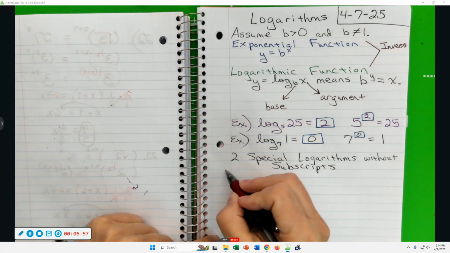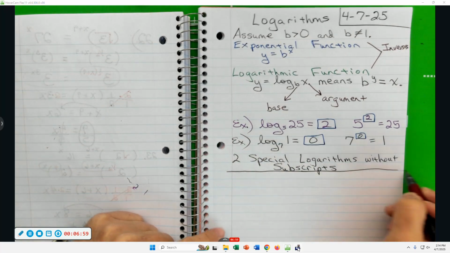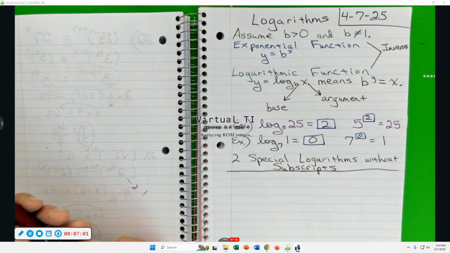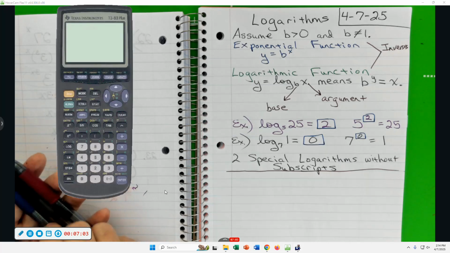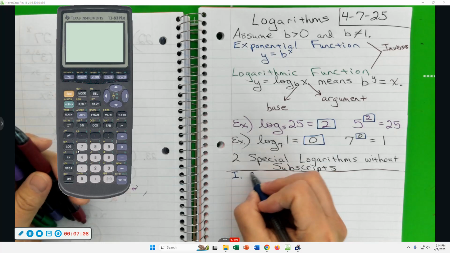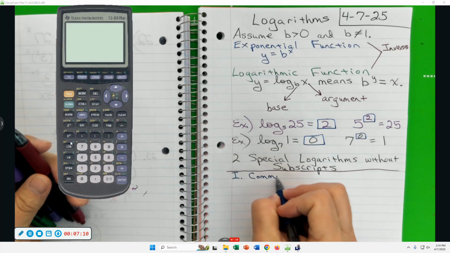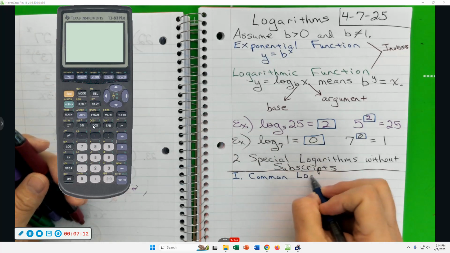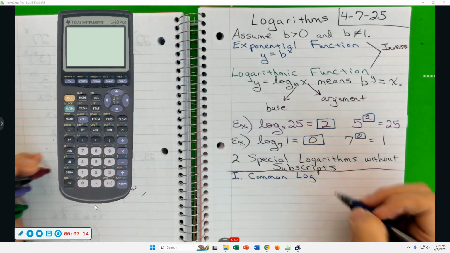Every other logarithm has to have a subscript. There's just 2 that don't require it. The first one is called the common log. I'll Roman numeral them. Common logarithm, or just the common log. It's the logarithm to the base 10.